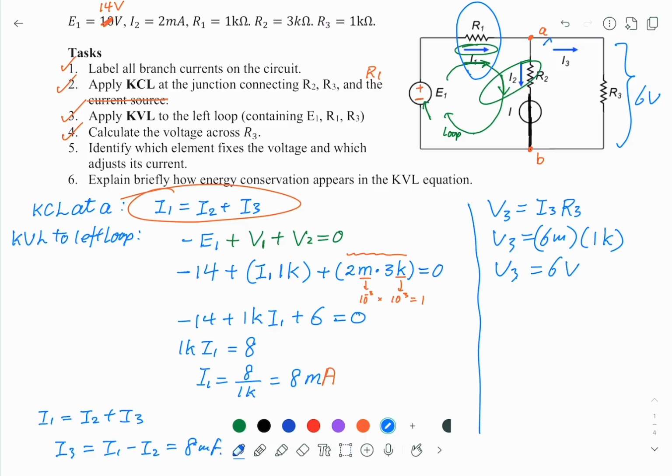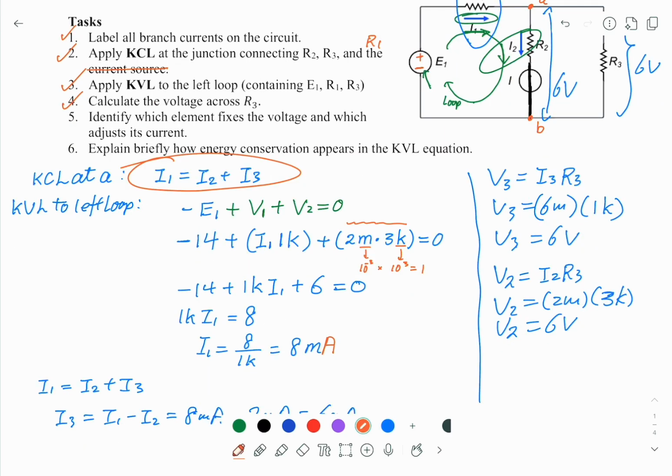The voltage across R2 must be 6 volt as well, so we can check V2 equals I2 R2. I2 is 2m, and this is 3k, so again 6 volt. The voltage across R2 is 6 volt, equal to the voltage across R3. So if we modify the question, identify which element fixes the voltage. This is your voltage source.